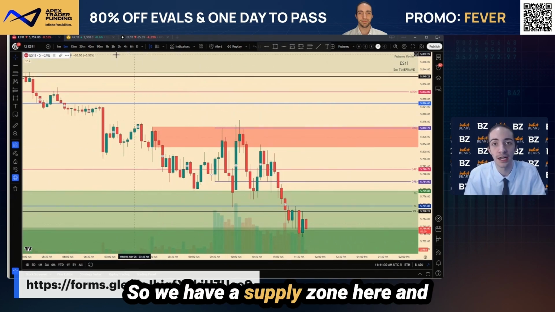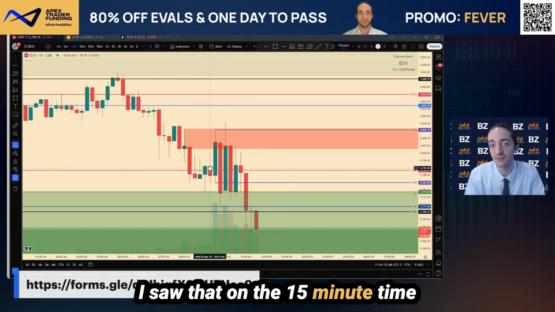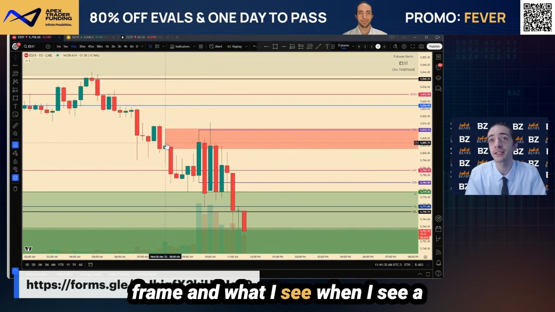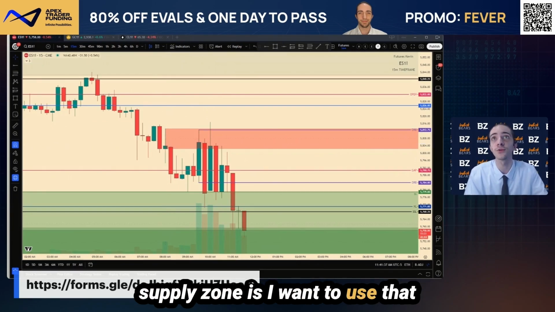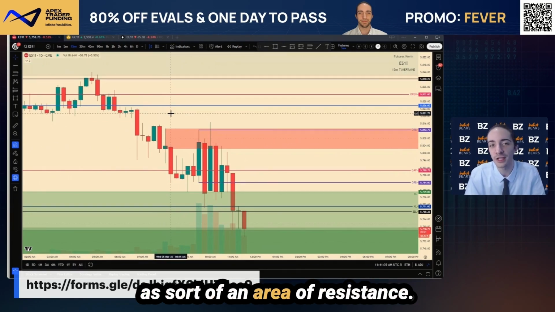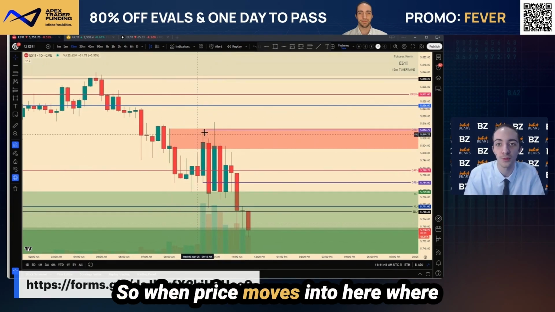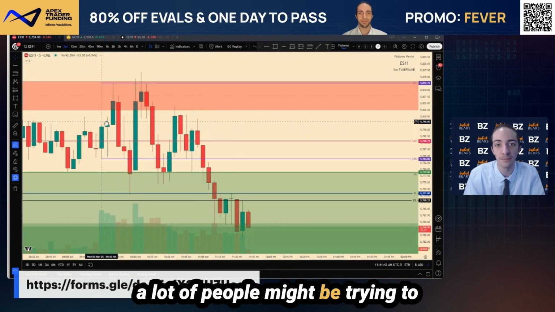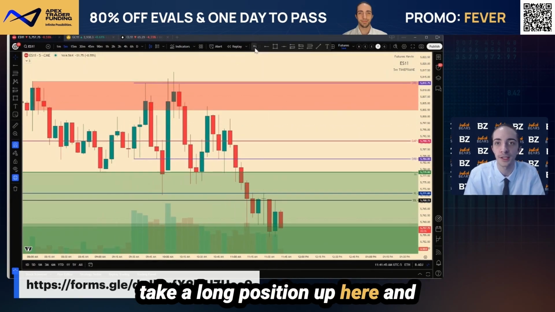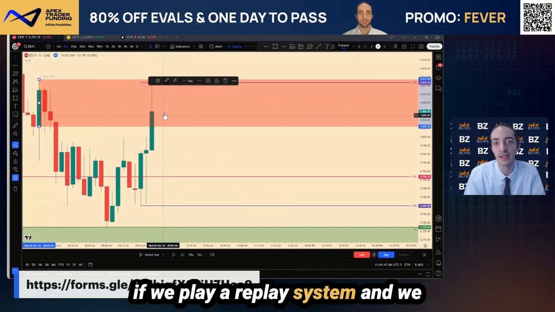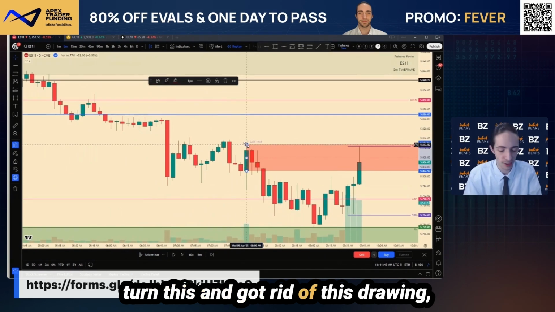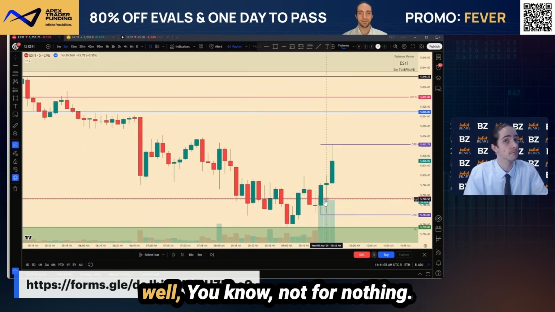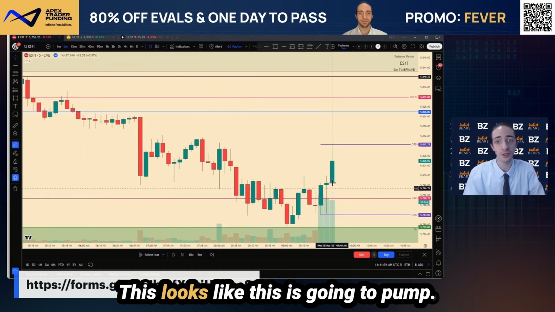So we have a supply zone here, and I saw that on the 15-minute time frame. And what I see when I see a supply zone is I want to use that as sort of an area of resistance. So when price moves into here, where a lot of people might be trying to take a long position up here, and if we play a replay system and we turn this and got rid of this drawing, well, not for nothing, this looks like this is going to pump.